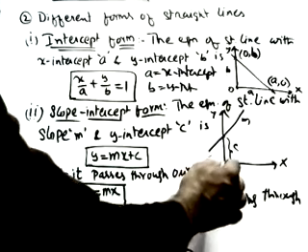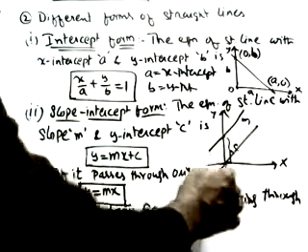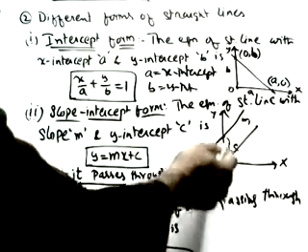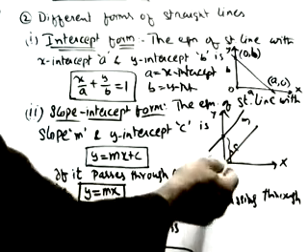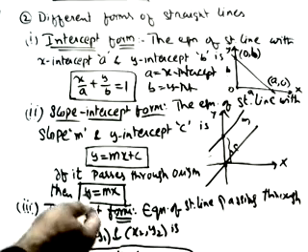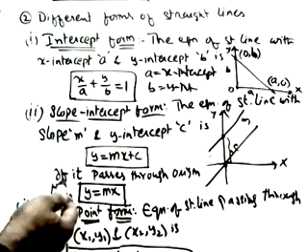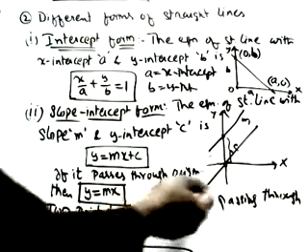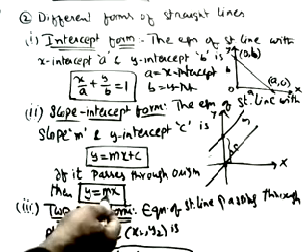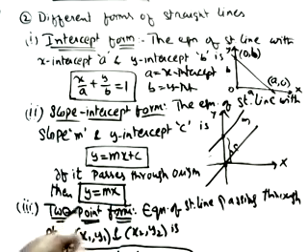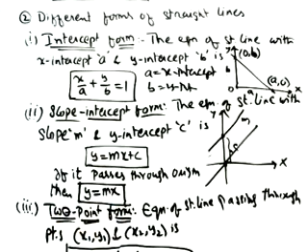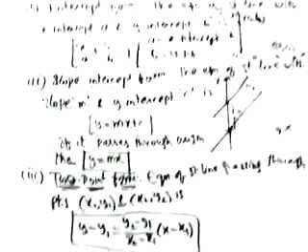Suppose the same line passes through the origin, then what happens? This y-intercept becomes 0. So then we can take the equation as y equals mx. If it passes through origin, then y equals mx, where m is the slope and the line passes through the origin.